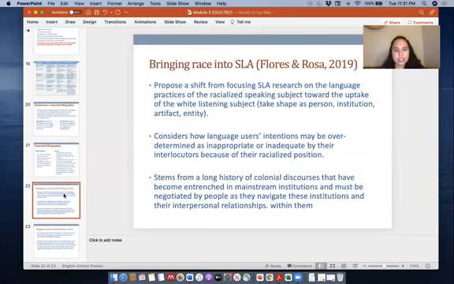So here's another critique of the premises of theories of second language acquisition. From the Flores and Rosa article, they bring in approaches to race and racialization in language learning. They propose a shift from focusing in second language acquisition research on what students from racialized, minoritized backgrounds do with language, to how they are perceived, and how their languages are interpreted by institutions, people, and entities. This is called a white listening subject.